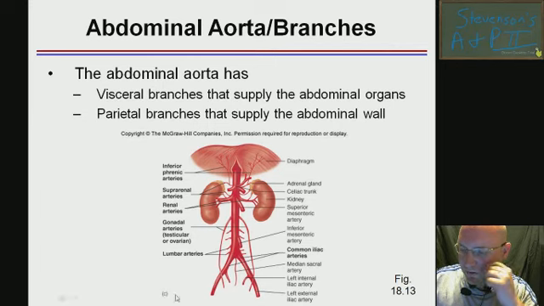Look at the paired. Okay, so you've got the iliacs. You've got your renal arteries, left and right, and you've got your suprarenal arteries, left and right.